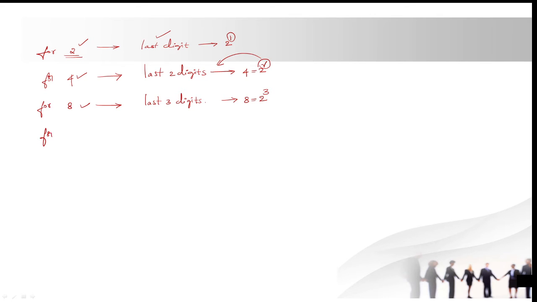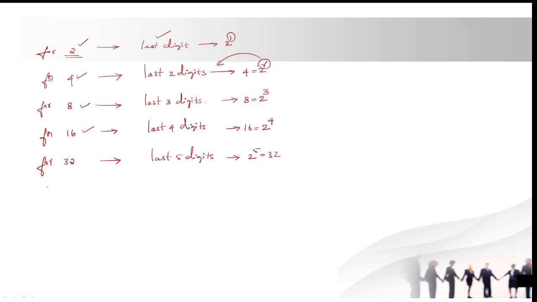So now what is the next one? 16. How to write 16? Tell me. 16 can be written as 2 power 4, right? It means that we need to check the last 4 digits. If the number formed by the last 4 digits is a multiple of 16, or divisible by 16, then the entire number is divisible by 16. That is the simple rule for 16. Okay, and similarly for 32 also. How to write 32? 2 power 5 is equal to 32, right? Yes, it means that we need to check the last 5 digits.